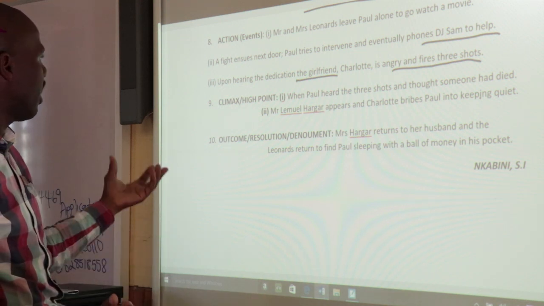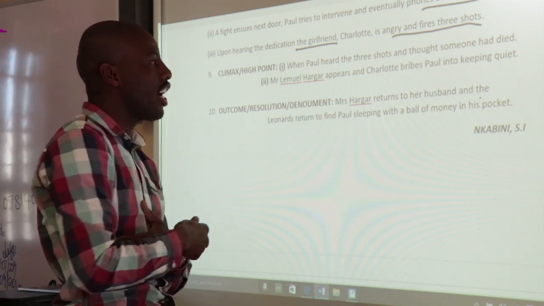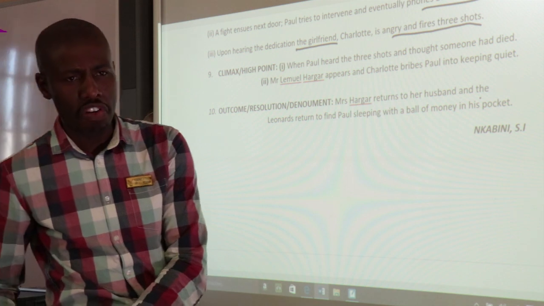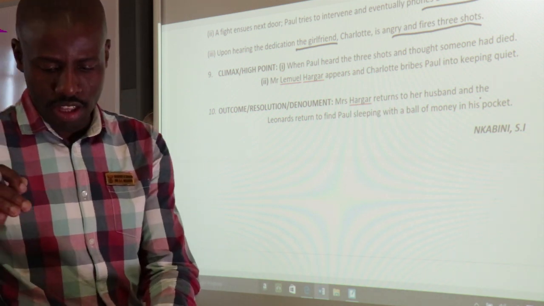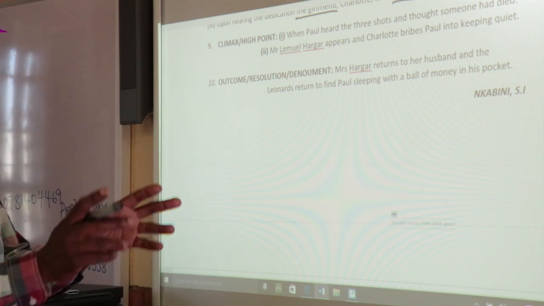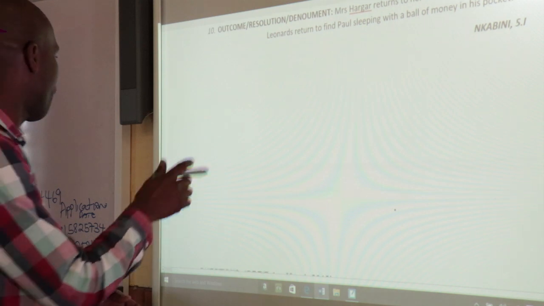Now, in the end, the denouement, resolution, outcome: Mrs. Hager returns to her husband and the Leonards return to find Paul sleeping with a ball of money in his pocket. Because we know there was a lipstick, there was perfume, there was money. All those things were given to Paul to make sure he keeps quiet. He does not say anything.